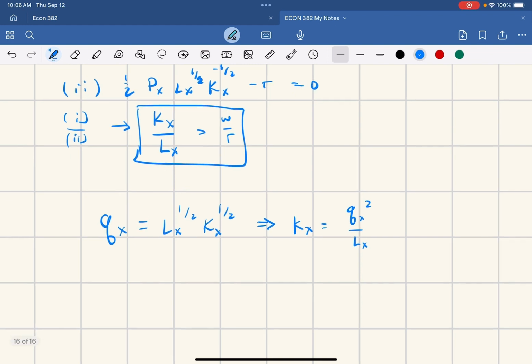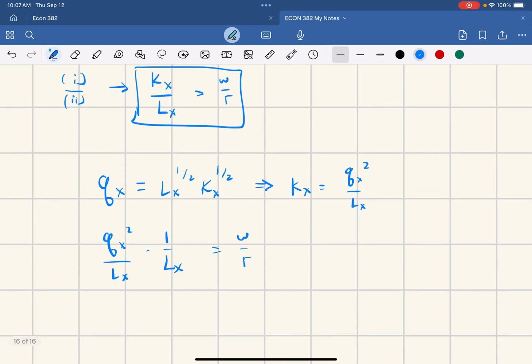As I plug that back in, I get Qx squared over Lx times 1 over Lx. Again, that's coming from this part of the equation right here, is equal to wage over rents. I then solve for the optimal amount of Lx. And here's where I'll get Lx, not squared, but Lx star. There will be a square term, I'll have to take a square root, is equal to Qx times the ratio of rents to wage raised to the 1/2, or the square root of those.